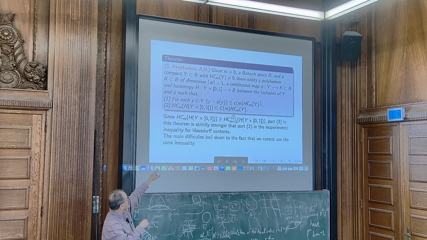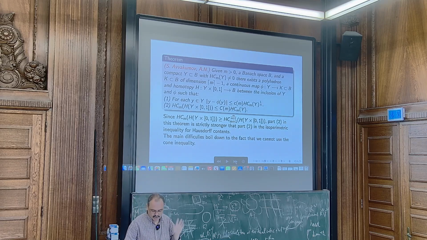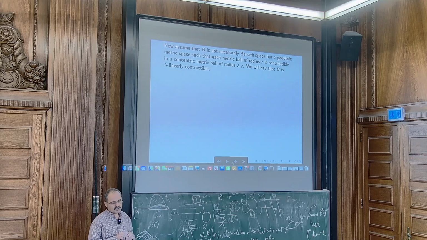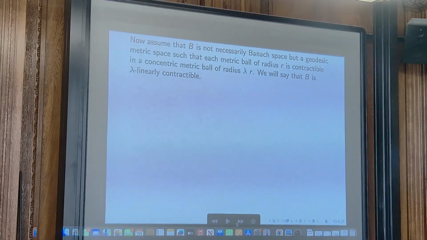Here, when we are using the same dimension, the cone inequality just doesn't work. So essentially one needs to reprove the previous theorem without any mention of the cone inequality. But after we did that, we almost immediately got a generalization for a larger class of B.